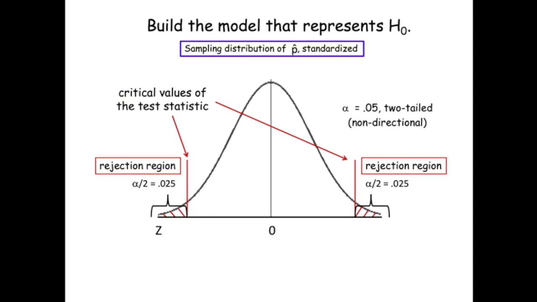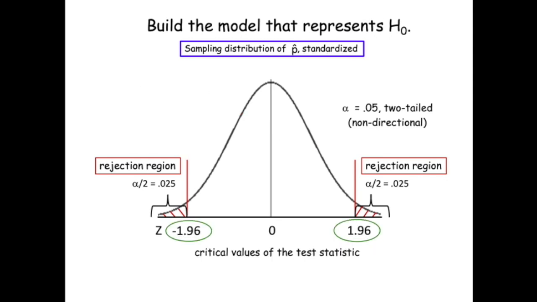The values for z that separate the region of rejection from the region of non-rejection are called the critical values of the test statistic. Using the table of normal probabilities, the value for z, such that the area above z is 0.025, is 1.96. The distribution is symmetric, so the value for z for a lower tail area is minus 1.96.